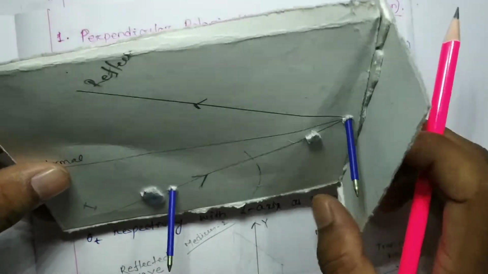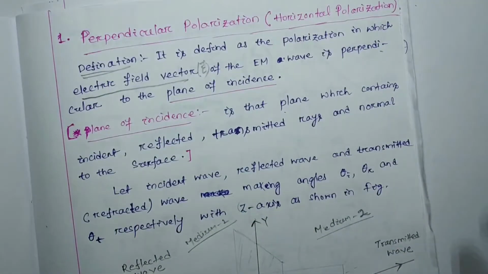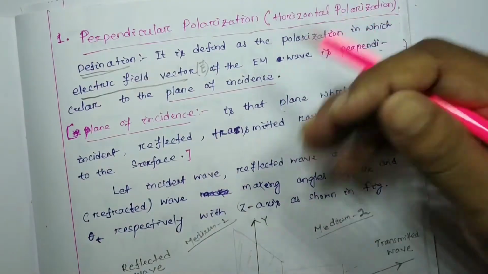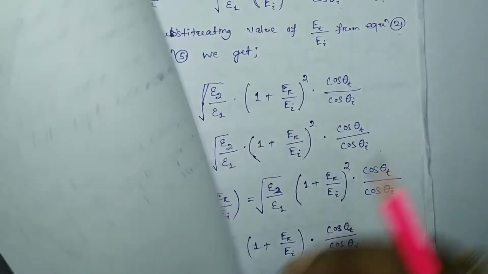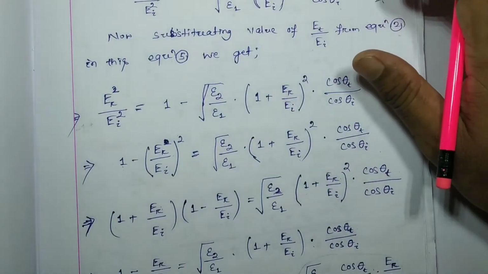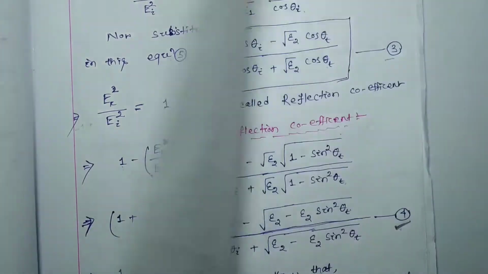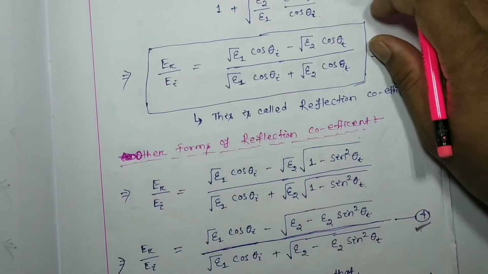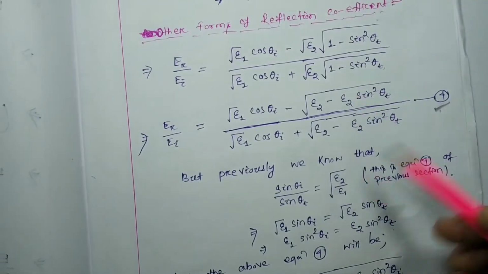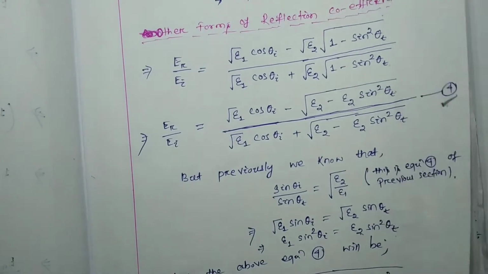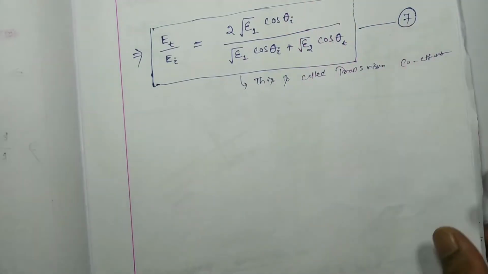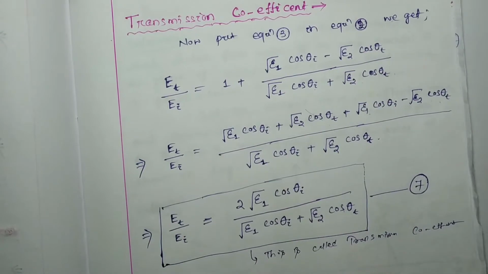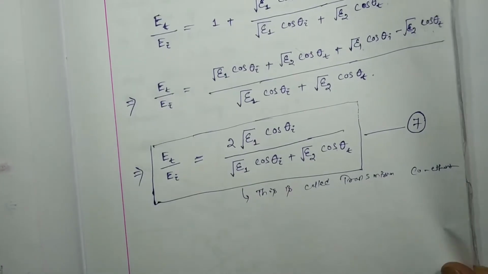In our last class we derived the reflection coefficient in detail, Er by Ei, and other forms of the reflection coefficient also we derived with detailed steps, and the transmission coefficient also we discussed in our last class.